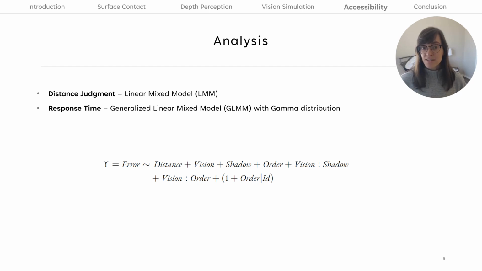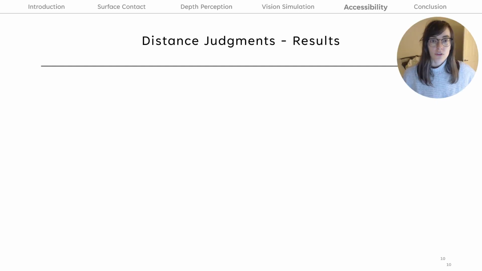So for this analysis of response time data, we used a generalized mixed model with a gamma distribution, which is one of the common distributions used to model response time data. Overall, participants underestimated distances by 14.9% in this experiment. This amount of underestimation is in line with prior distance estimation studies in VR.